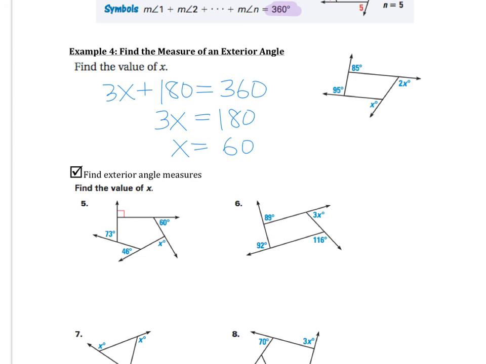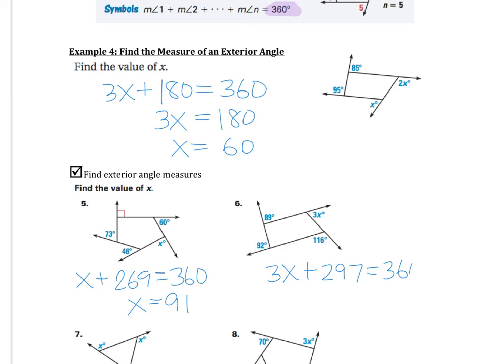So some exterior angle practice. Again, just add them up. So you get x plus all of those numbers there. Don't forget the 90. Solve for x. Add up what you have. Always equal to 360. They're exteriors. Solve for x.